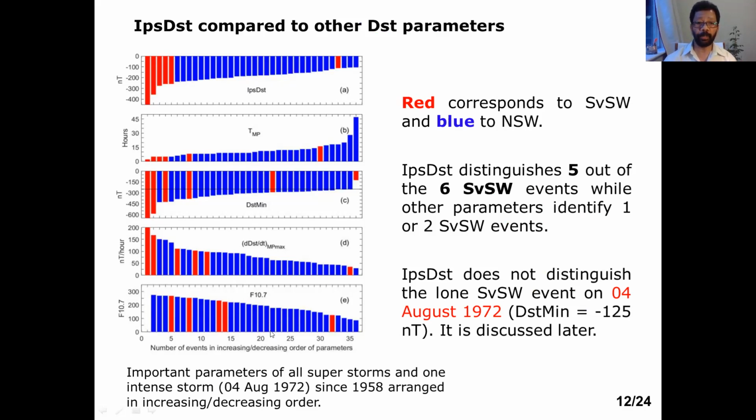Now, when we come to the other parameters, they can identify only 1 or 2 severe space weather events. This can identify 2, this can identify 2. But when we come to the duration of the main phase, there are 4 histograms which are red and they have small duration, that is less than or equal to 5 hours. But here we have to be careful. The reason is here we considered only the superstorms, but there are a large number of major storms and moderate storms which have duration less than 5 hours, but they are not severe space weather. They are only moderate or even weak storms.